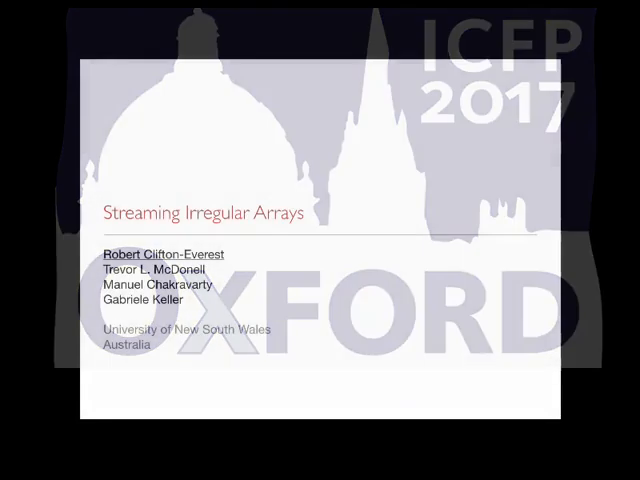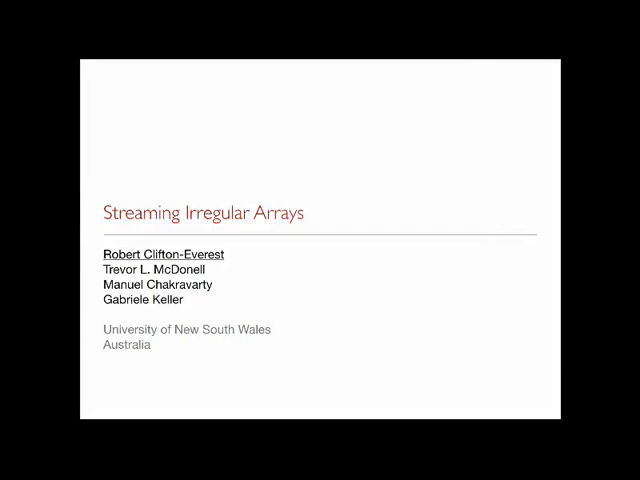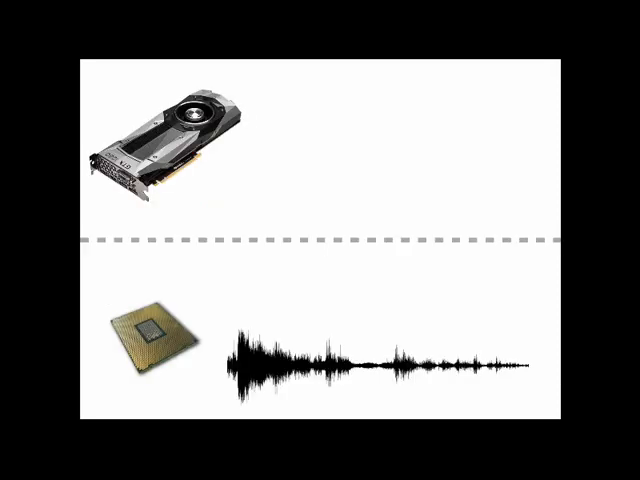So this work is on streaming irregular arrays. This is something that came up when we were trying to actually implement an audio compressor using a GPU. I'm going to give you a very high-level overview of what we were trying to do. So this is what it will look like.